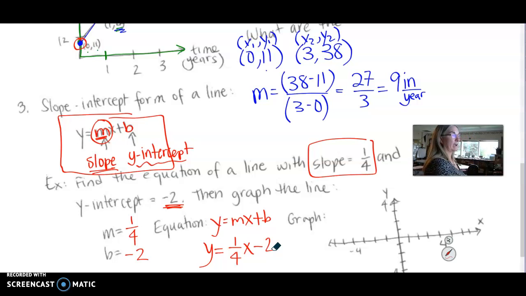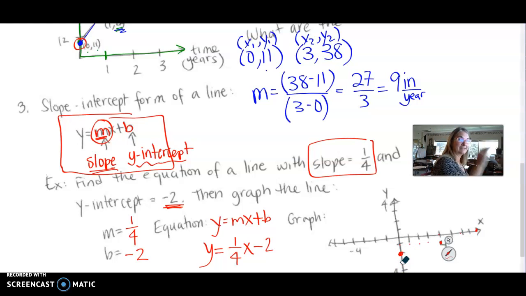Graphing that, your y-intercept is -2, and what that means is you cross the y-axis at -2. And then if I have a slope of 1/4, remember slope is rise over run, so we're going to go up 1 and over 4 units to get to the next point. And you can keep doing that.